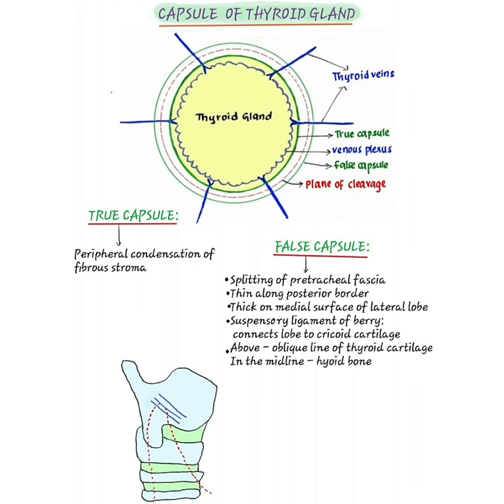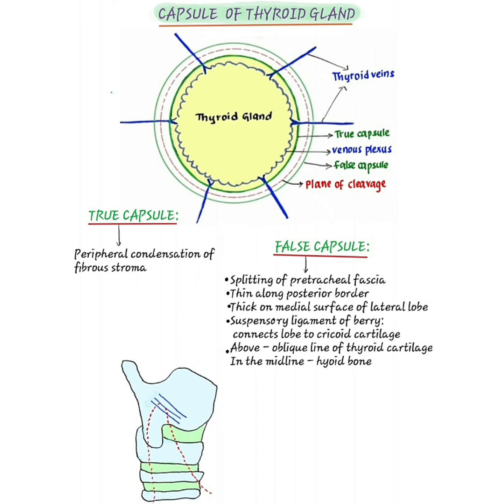True capsule is formed by peripheral condensation of fibrous stroma of the gland. False capsule, you can see the false capsule here. It is derived from splitting of pretracheal fascia. False capsule is thin along the posterior border of the lobe.